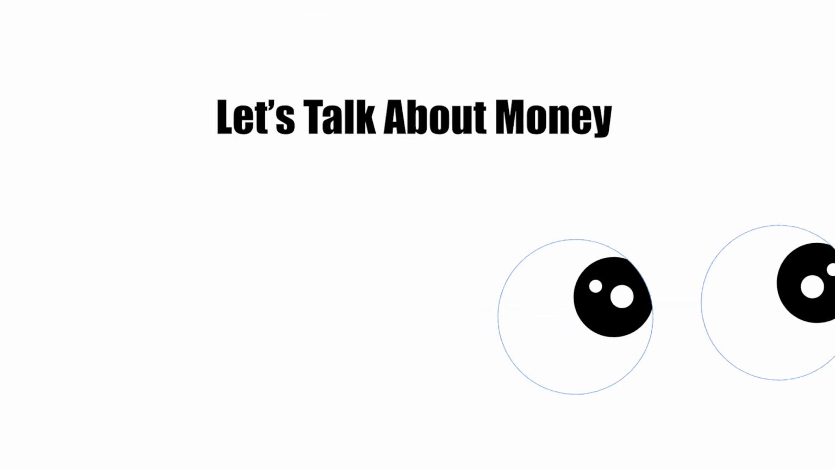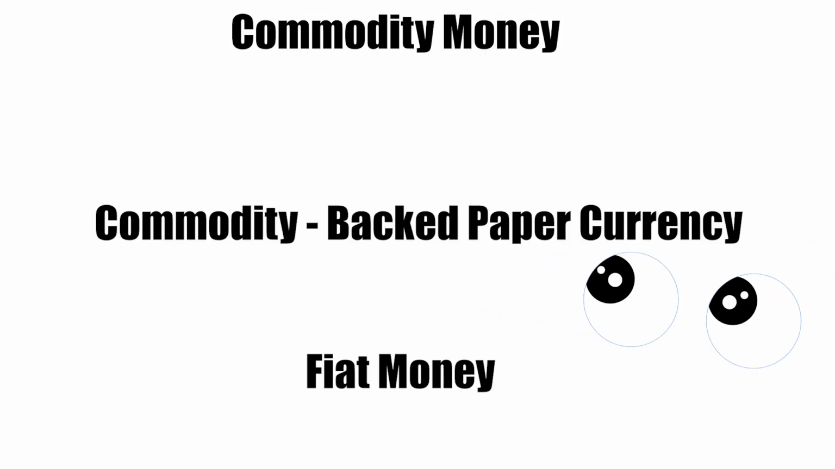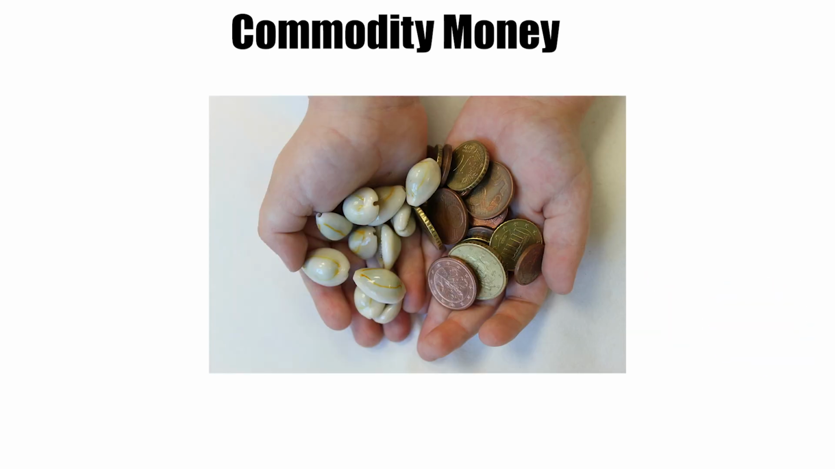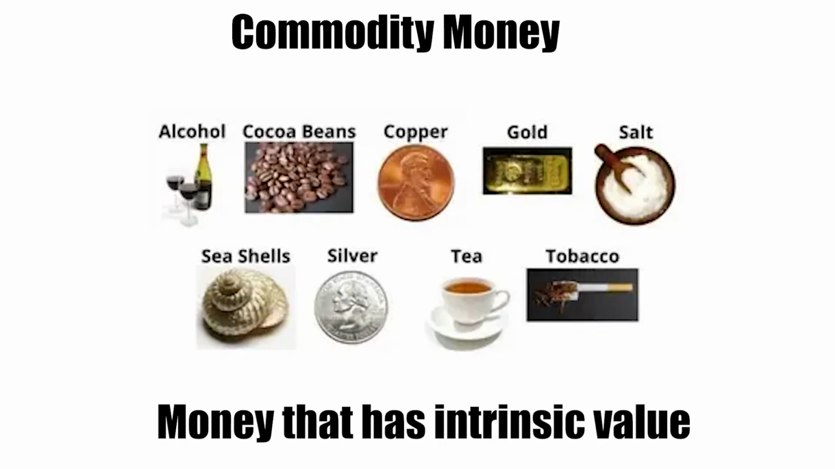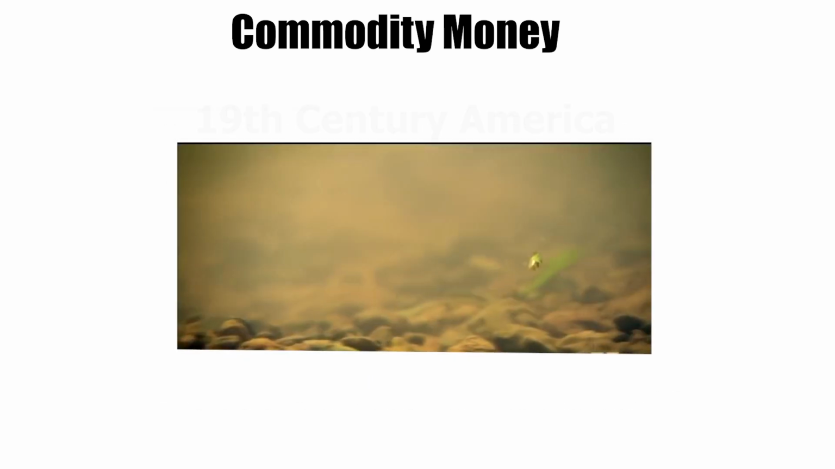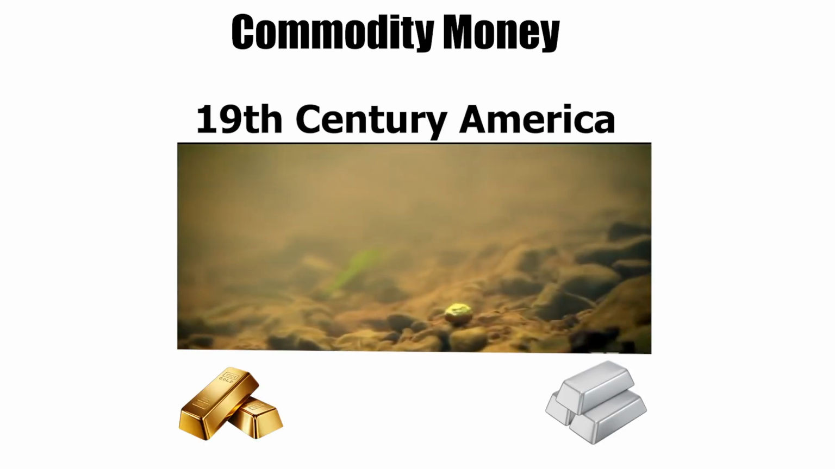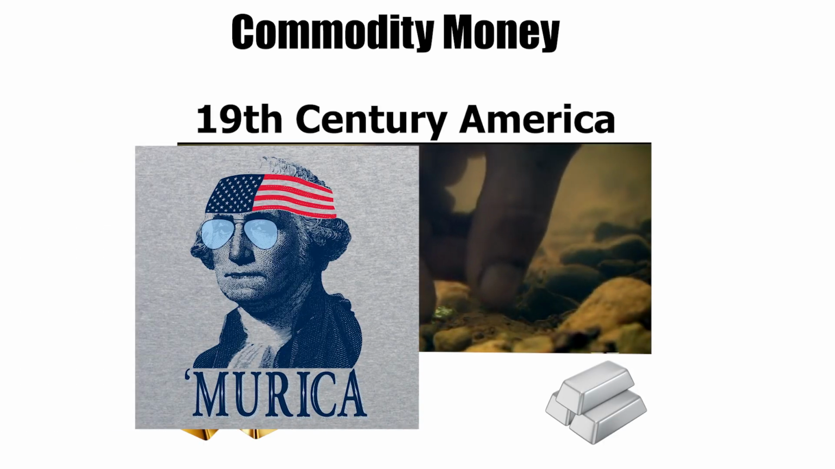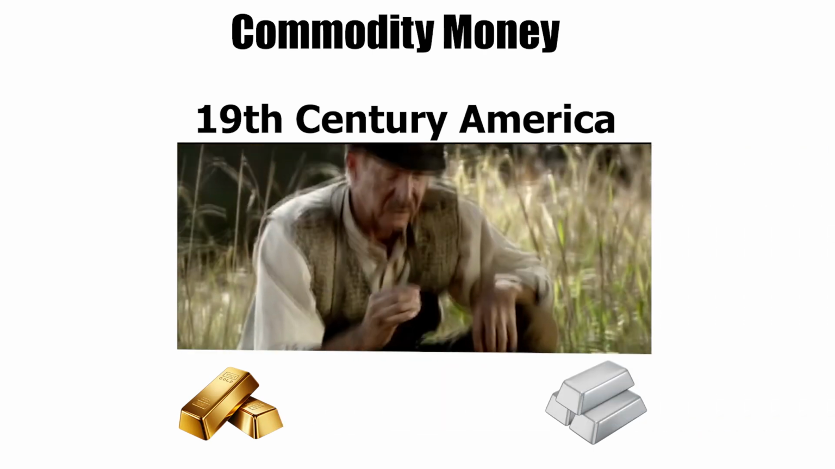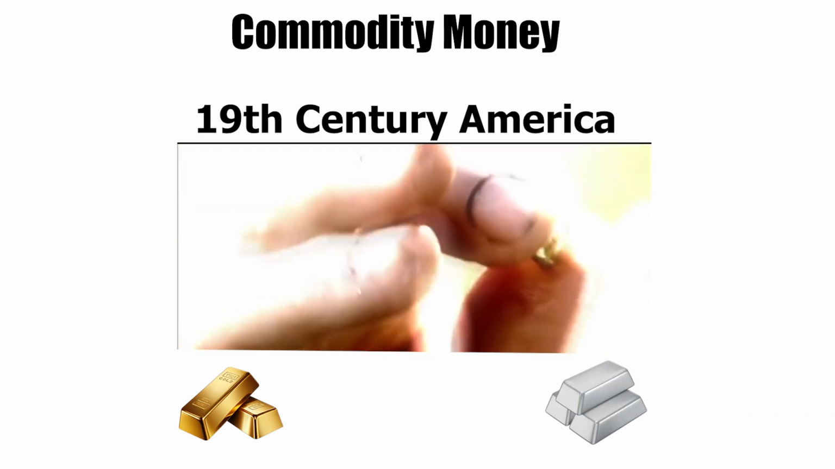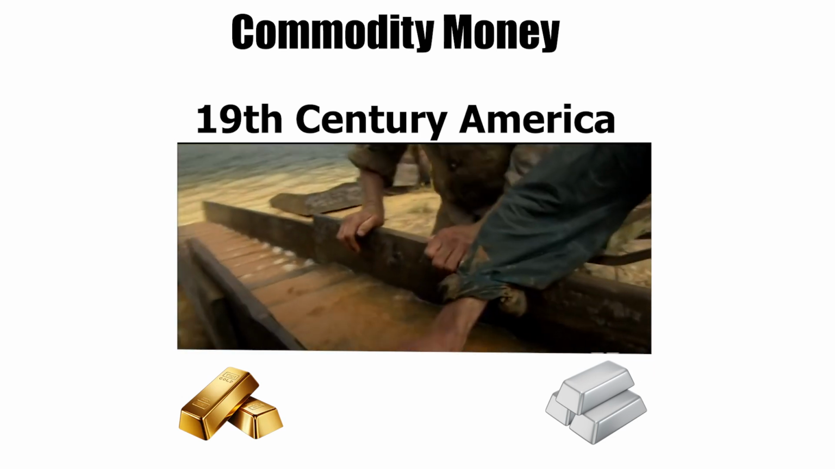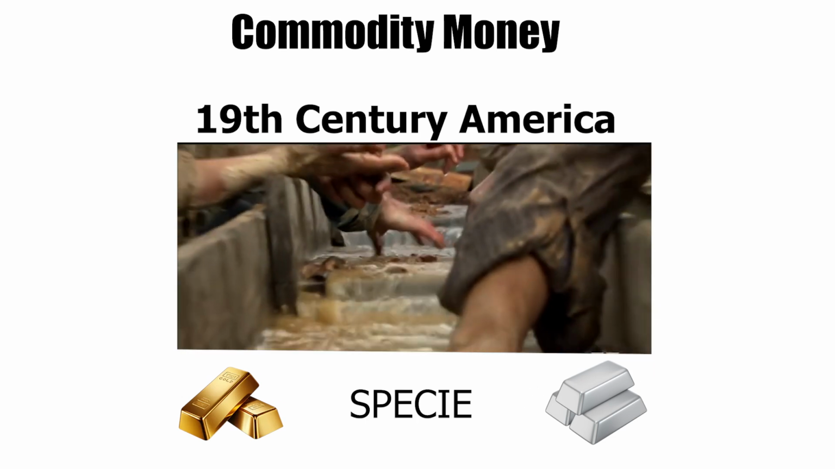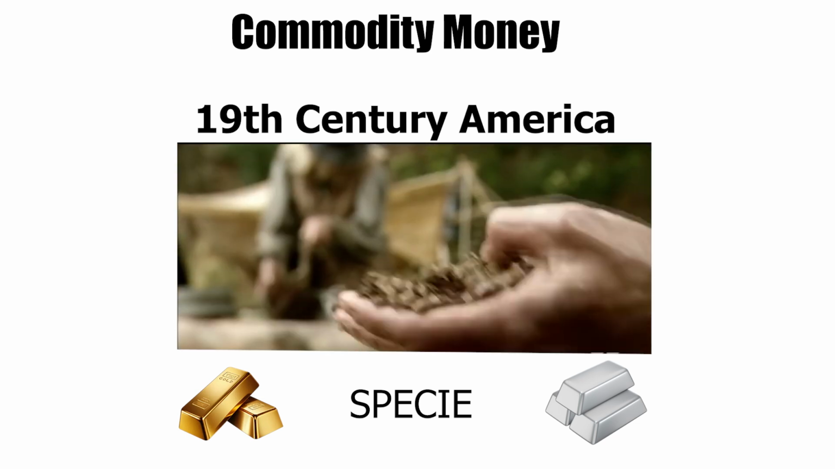Let's talk about the different types of money that we went over in class. We have commodity money, and this is the type of money that has intrinsic value. Gold and silver are classic examples. Historically, in the 19th century, gold and silver were often used in the United States and other countries to back this currency. People trusted these metals because they had value outside of being used as money. This money was also called specie. It held value because it was rare.